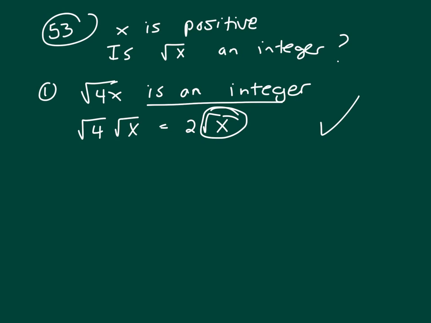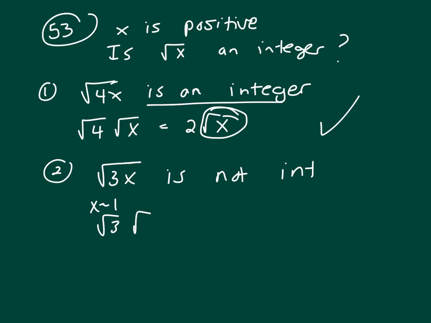So clue 1 works. Now clue 2 says square root of 3x is not an integer. Well, does that help me? We're trying to figure out if the square root of x is an integer. Well, if you let x be 1, that's the square root of 3 times the square root of 1. So here, square root of x is an integer, and of course square root of 3 is not an integer.